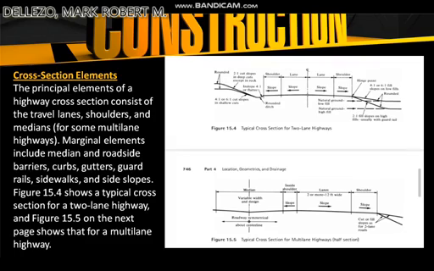So in this picture we have two types of highway. First is figure 15.4, the typical cross-section for two-lane highways. Then figure 15.5, the typical cross-sections for multiple-lane half section. So this is it, the two figures. Then I go next.